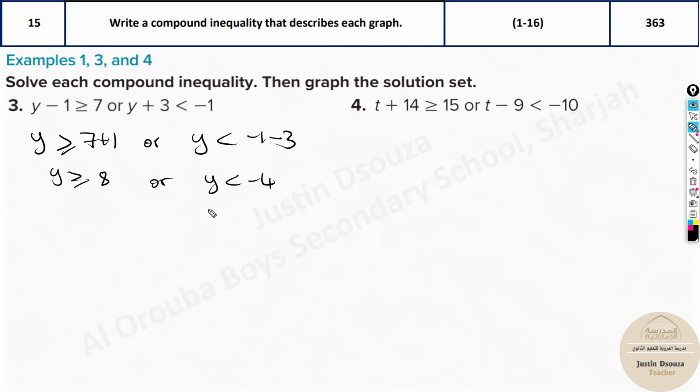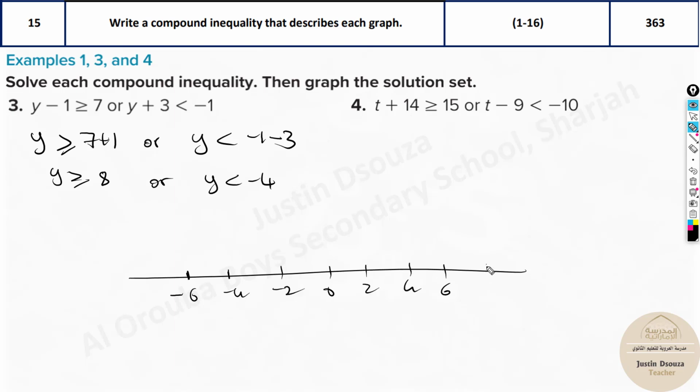Before we do that, let's first graph this. I'll draw a rough graph over here. Minus 6, minus 4, minus 2, 0, 2, 4, 6, 8, 10. Okay, this is a rough number line. We have got less than minus 4. It's less than, so a hole. Greater than or equal to 8, so a point. Now when I graph it, what's going to happen?